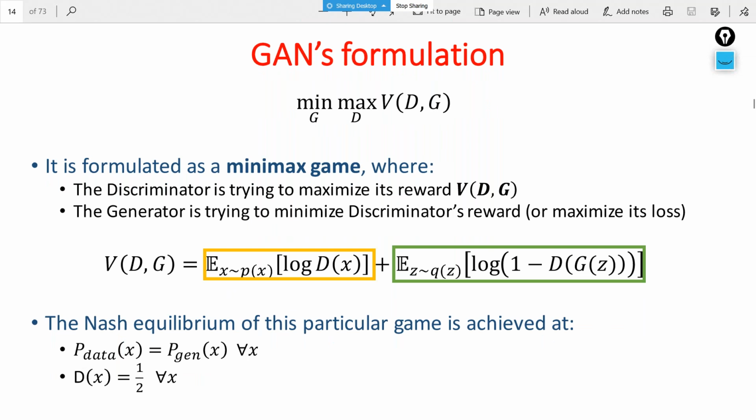There is a min-max loss, which is a function V of the discriminator and generator. It is formulated as a min-max game. The discriminator is trying to maximize its reward, or minimize loss. The discriminator is about the probability of finding the fake. He finds the thief. He doesn't care about the rest.